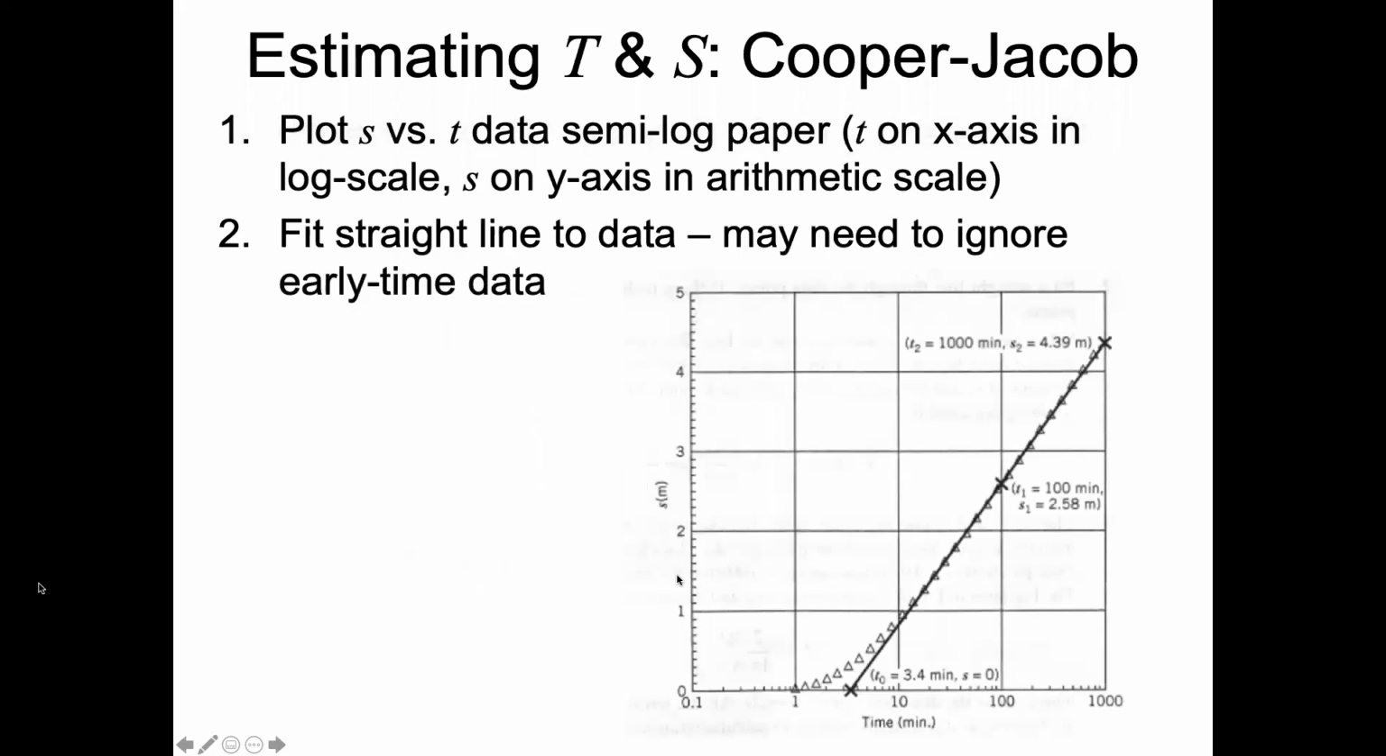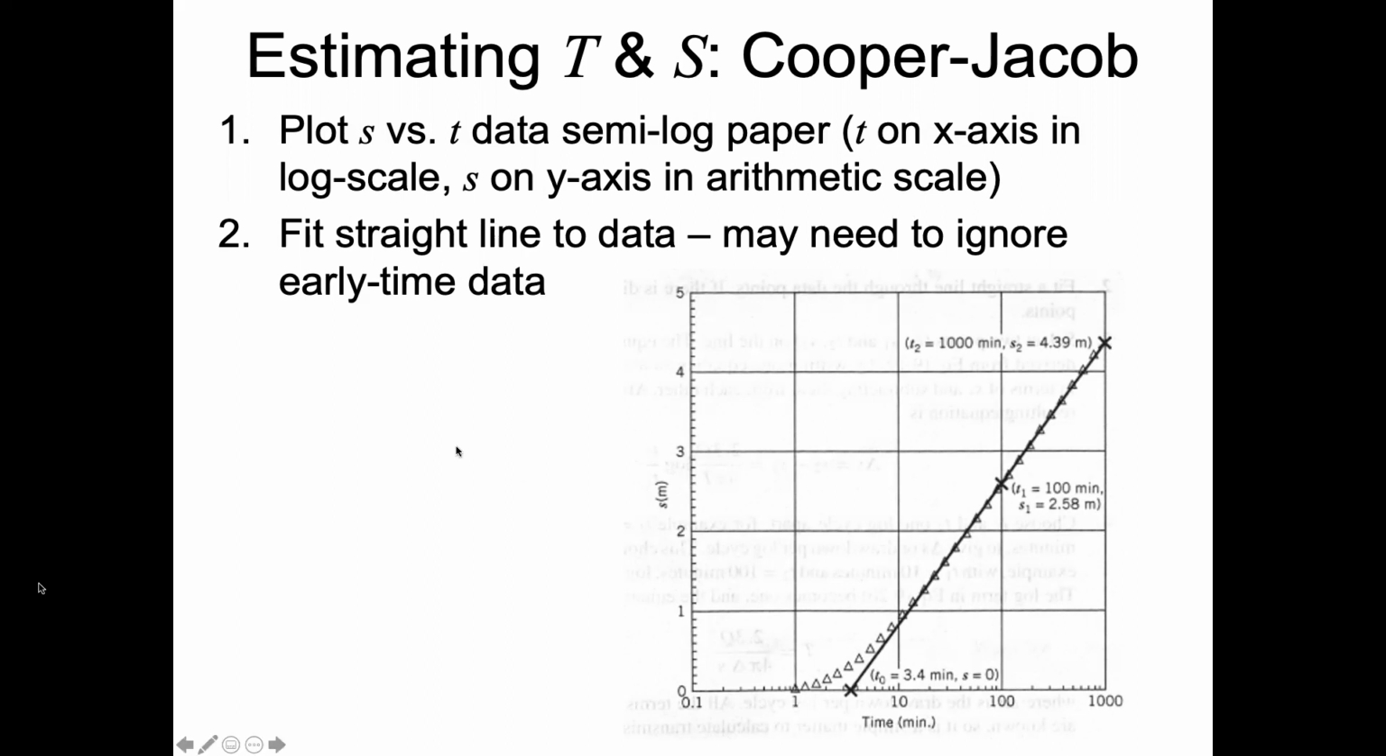When we think about creating these kinds of plots, this assumption that the U value is small, so that we can use a series of other equations to make these calculations, is called the Cooper-Jacob assumption or method.